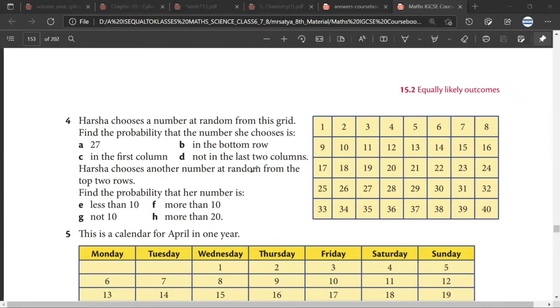So Harsha chooses another number at random from the top two rows. Now he is just focused on these two rows. Have you understood? Yes, sir. Find the probability that a number is less than 10. Satya, how many numbers would be less than 10? So 9. Shabash. Because all these numbers are from 1 to 9. So 9 numbers would be less than 10. So what are the number of options? Now what are the total number of options, Mr. Satya?